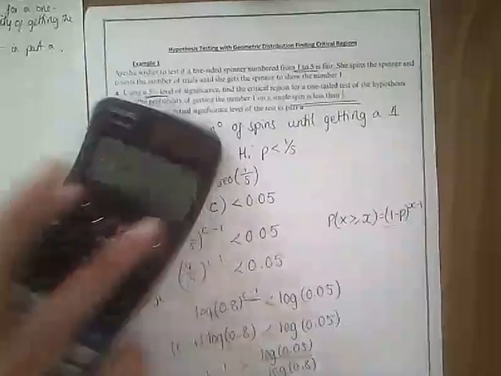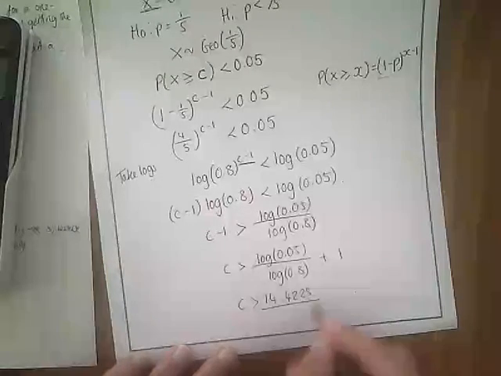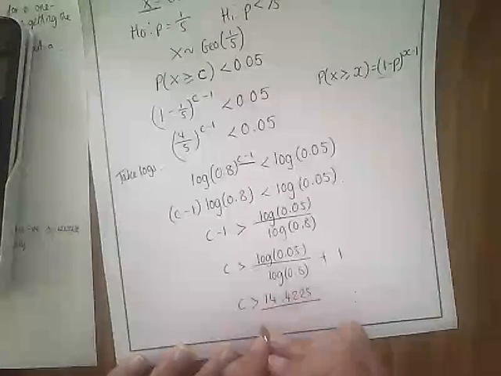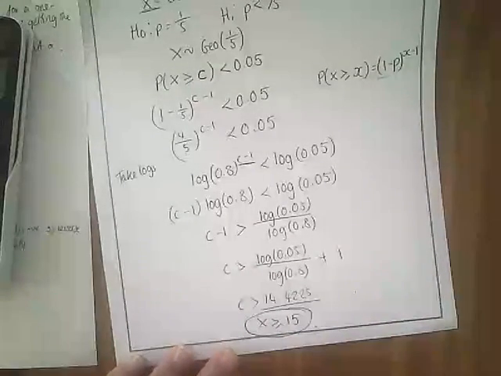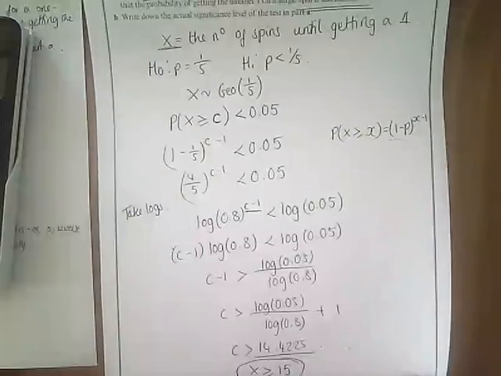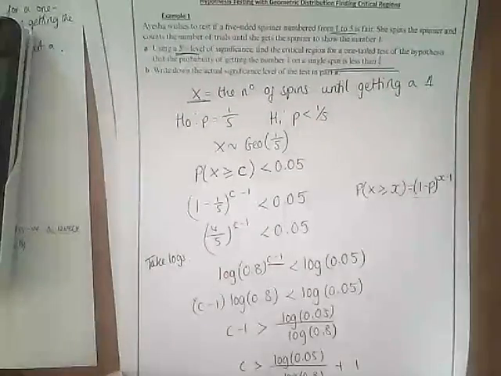So that means our critical region, obviously you can't have the 14.4th turn, so we're going to say that x has got to be greater than or equal to 15. That is our critical region. Okay, part B says find the actual significance level.